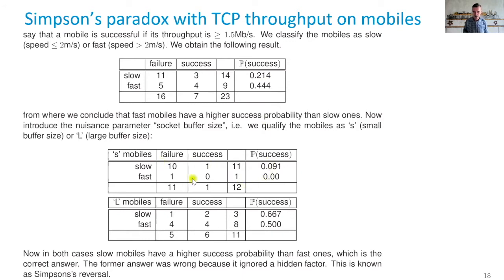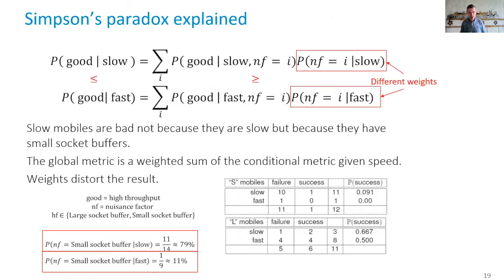But if we reveal the hidden factor, if we redo the same proportion conditioned on being a mobile with a small socket buffer size or a large socket buffer size, we find that the probabilities of having a throughput larger than 1.5 megabit per second are inverted. They're exactly in the inverse direction. So that's another example of Simpson's inversion, Simpson's paradox. Why am I putting it in this form? Well, it is because in this form it's easy to understand how to avoid it.